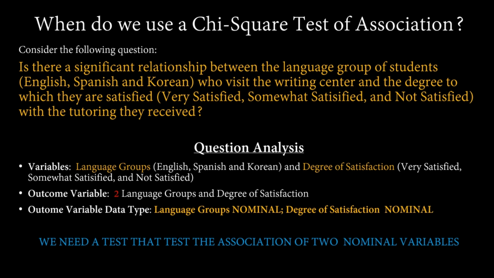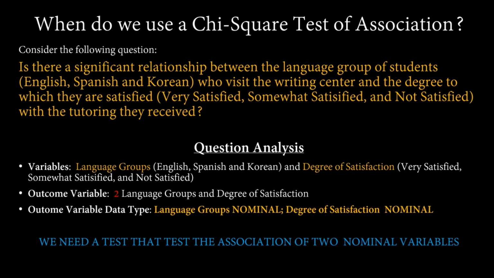So when do we use a chi-square test of association? So consider the following research question. Is there a significant relationship between the language group of students who visit the writing center and the degree to which they are satisfied with the tutoring they received? So we have here two variables. We have students who have different language groups, and we have three levels: English, Spanish, and Korean. And we also have a variable, which is the degree to which students are satisfied. They can be very satisfied, somewhat satisfied, and not satisfied with the tutoring they received.